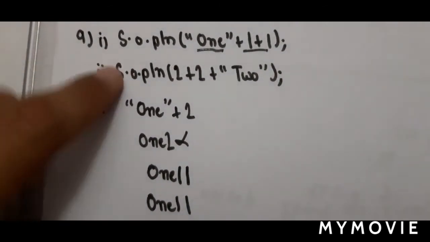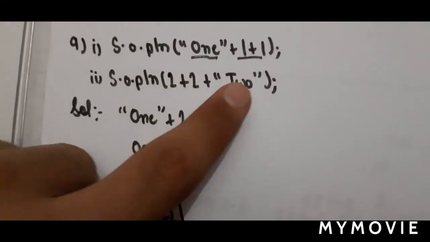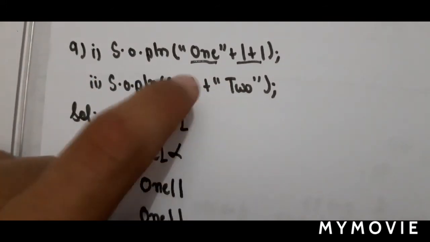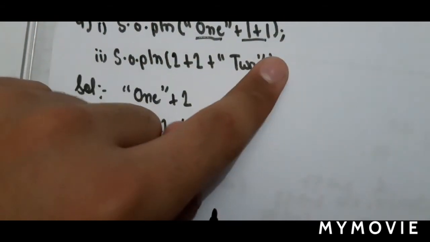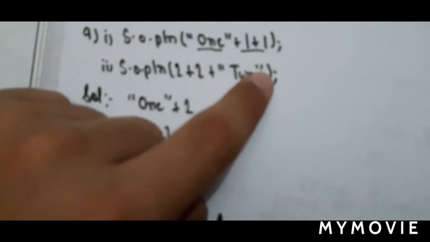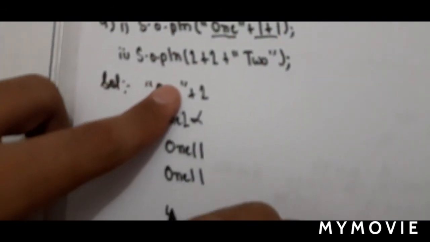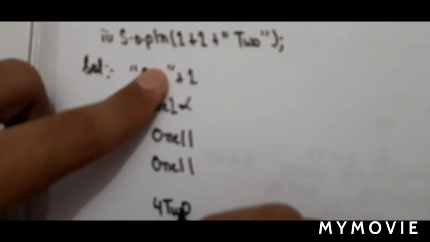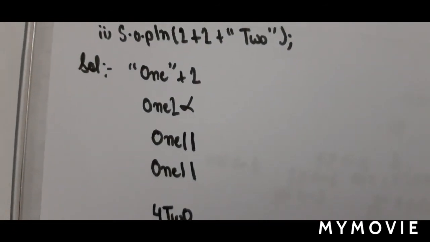Friends, then let's move on to the next. The next is 2 plus 2 plus "2". Now these will be added because these are before the string and this one is after the string. The numbers after the string are not added and those before the string are added. So the answer would be 4 2. Friends, this was our 9th question and the final question.